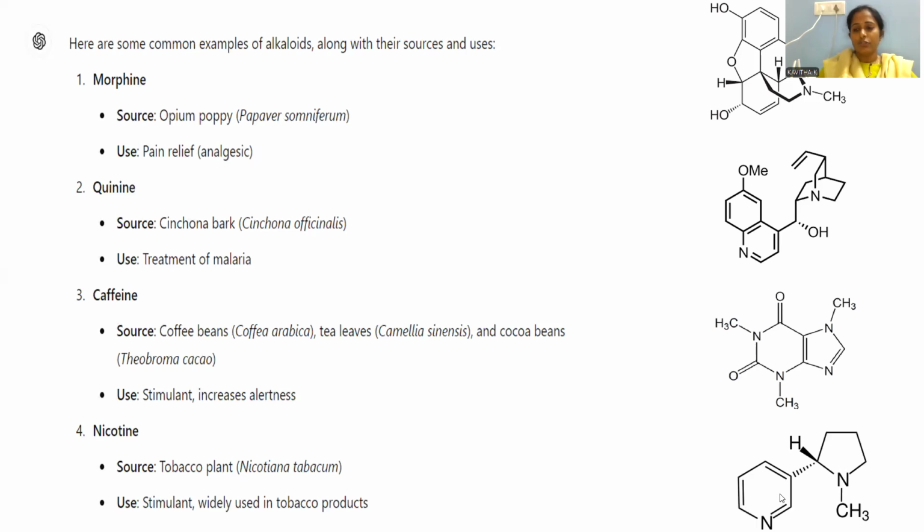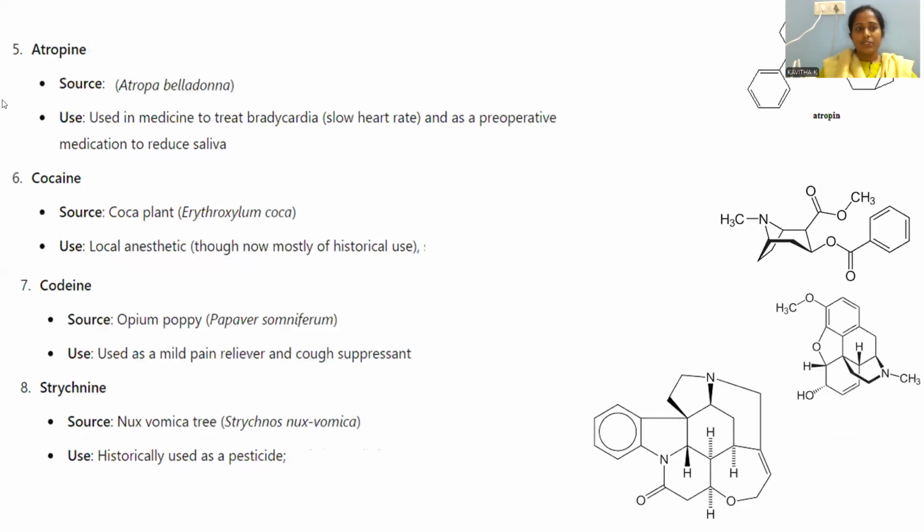Here you can clearly notice the pyridine ring, which is in contact with the five-membered ring. This is called a saturated nitrogen pyrrolidine. The pyridine-pyrrolidine ring system is located in nicotine from the tobacco plant. We can extract it, and this is the tobacco product used to enhance our activities. So another one is called atropine.